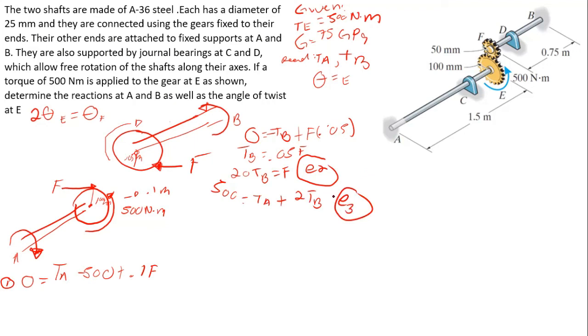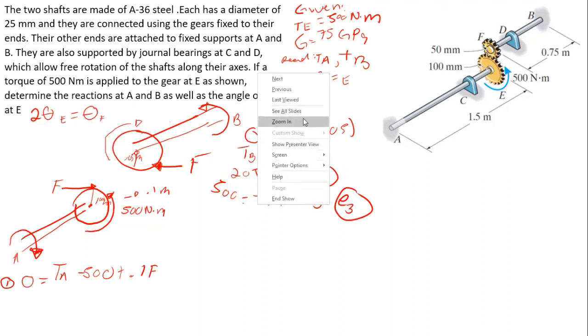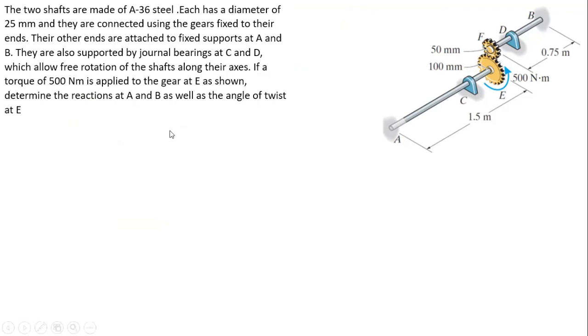So next, lipat lang ako sa kabilang slide para meron tayong malaking space. Rewrite natin dito, meron tayo equation 3, di ba? I-take consideration natin yung unang relationship na ginawa natin, itong 2 theta E is equal to theta F. So substitute natin. Alam naman natin yung torque na naka-apply dito sa gear E natin.